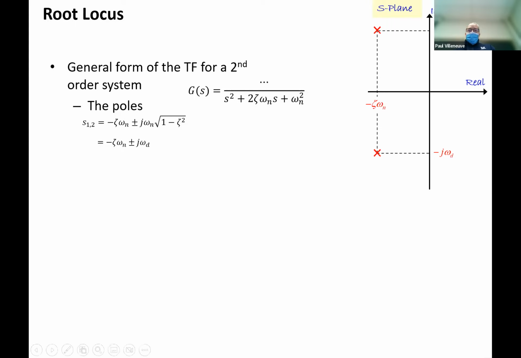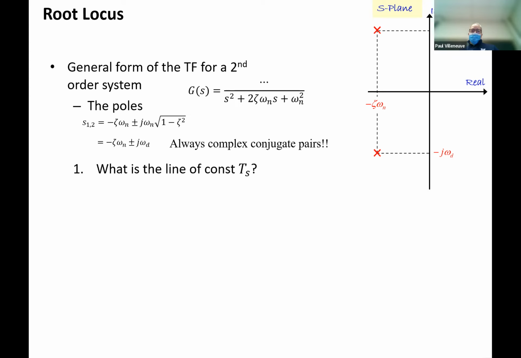So now, again, this is just kind of a rehash from looking at our second order systems. We have our real part defined by zeta omega sub n. This is how far away it is. And then our imaginary part is defined by omega sub d. Okay, these are always complex conjugate pairs.